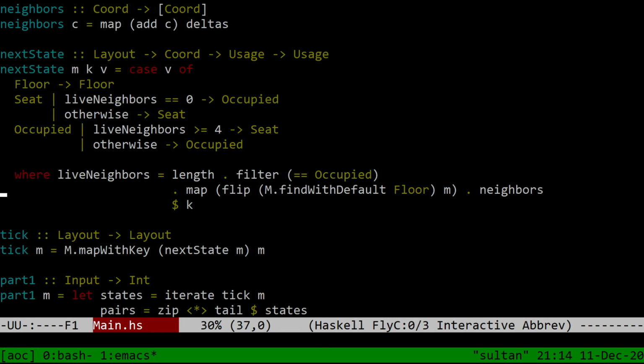And by the way, we will need to change something here. I was saying find with default of floor, but since my idea is to keep scanning until you run into either a seat or an occupied seat, it would be nicer if this were find with default until you get... if you fall off the edge of the map, it would be better to call that an empty seat, because you know there won't be any occupied seats behind it.